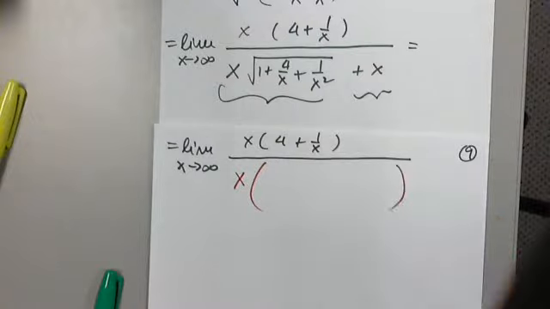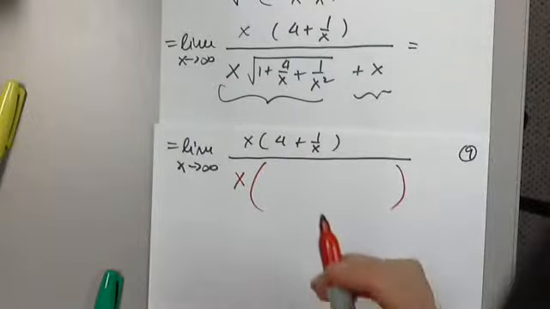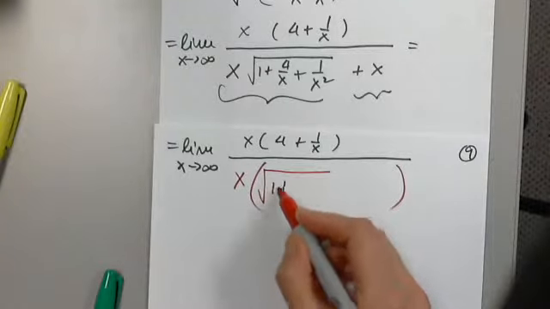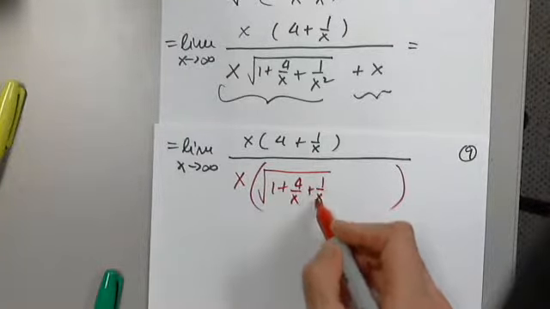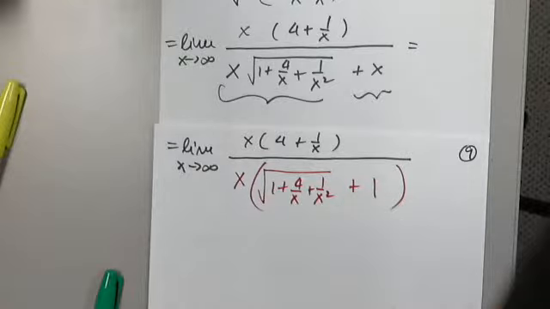Good. What is left in the denominator after I take out an x? 1 plus 4 over x. Very good. Plus 1 over x squared plus 1. Do we all see this? Yes? Do we all see this? Okay, now what?